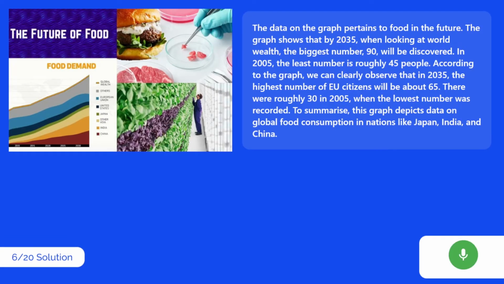The data on the graph pertains to food in the future. The graph shows that by 2035, when looking at world wealth, the biggest number, 90, will be discovered. In 2005, the least number is roughly 45 people. According to the graph, we can clearly observe that in 2035, the highest number of EU citizens will be about 65. There were roughly 30 in 2005, when the lowest number was recorded. To summarize, this graph depicts data on global food consumption in nations like Japan, India, and China.